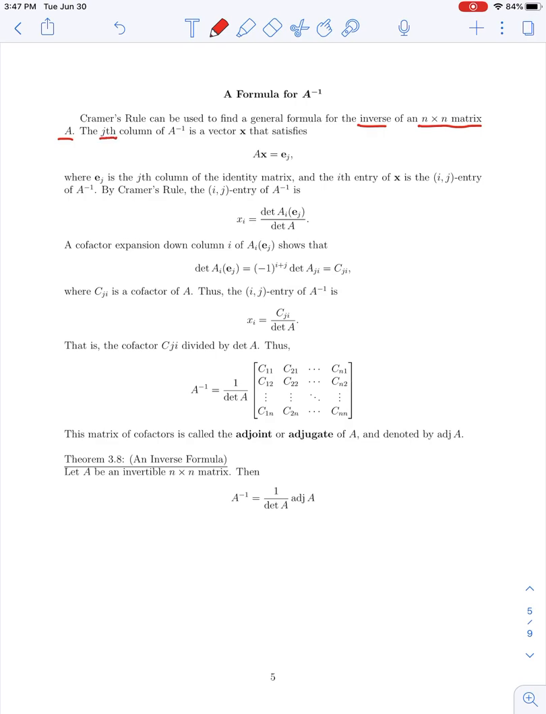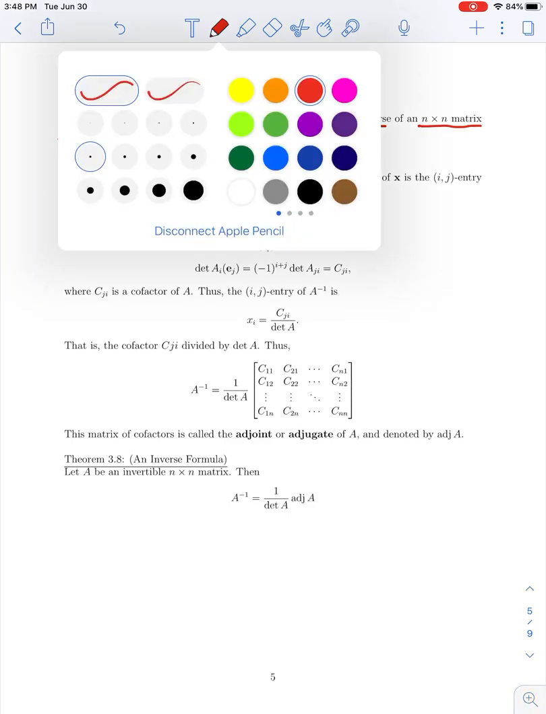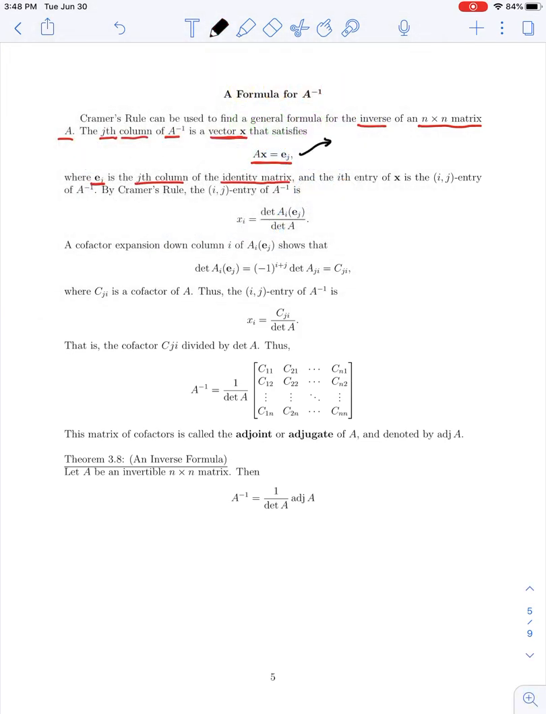Now we know that the jth column of A inverse would be a vector x that satisfies the equation A times x is equal to E sub j, where E sub j is the jth column of the identity matrix. We can see that here from our equation. If we were to solve this equation for x, we would multiply both sides on the left by A inverse. So we would have x is A inverse times the vector E sub j, which would be the jth column of A inverse. So we might denote that A inverse, say, sub j.